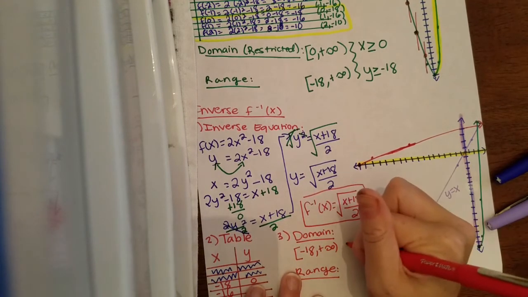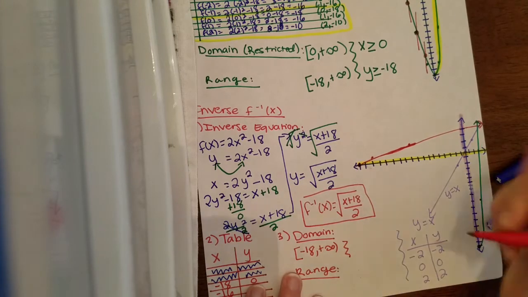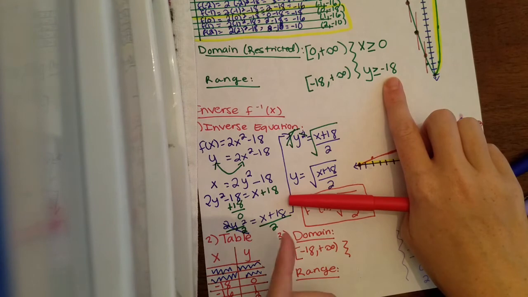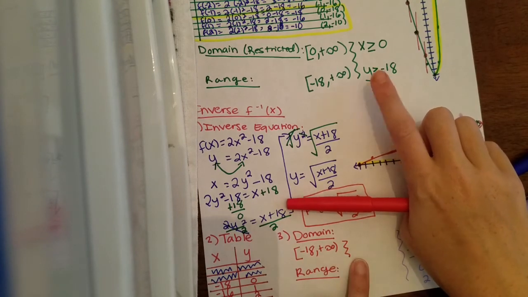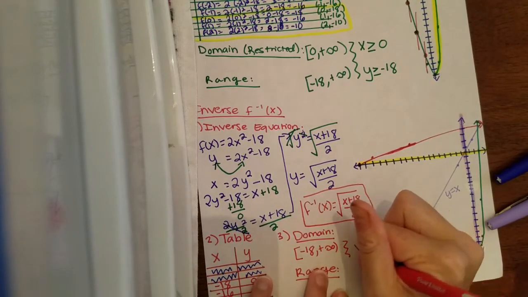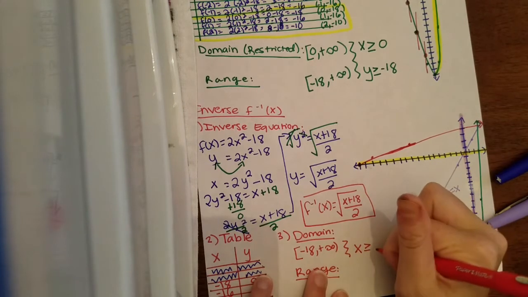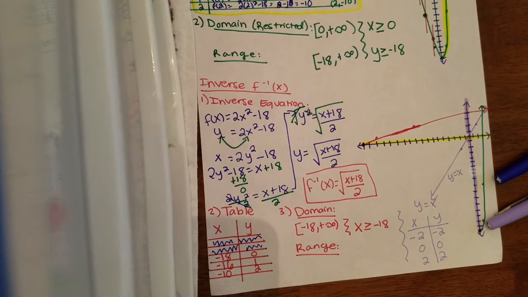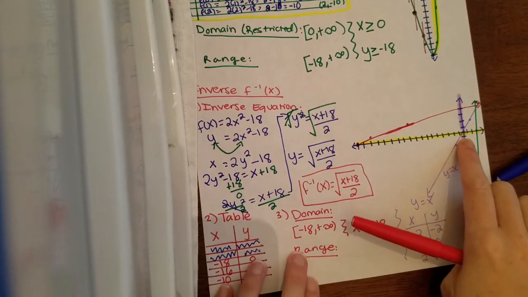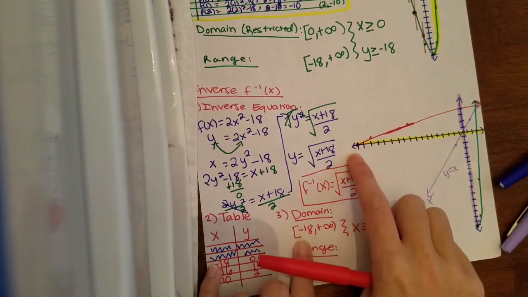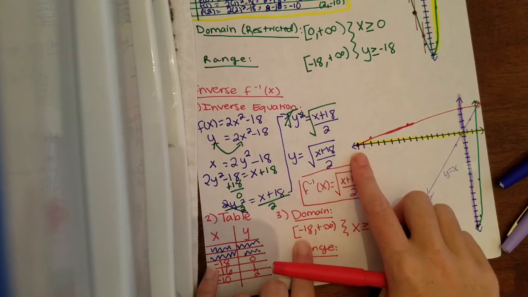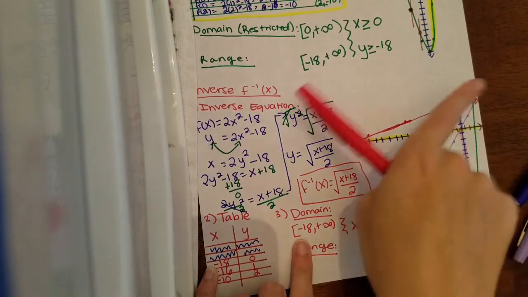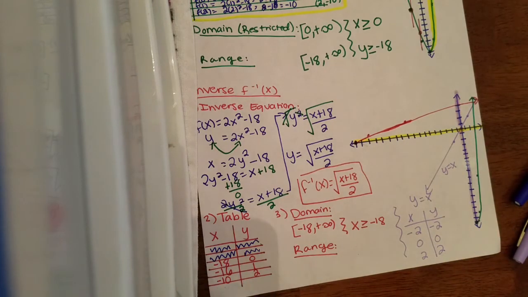In inequality notation, since this one was y is greater than or equal to negative 18, the only thing that's going to change, since it's domain, is that the y will be an x. So x will be greater than or equal to negative 18. You can use either of those notations. And if you look at the graph, how far left does it go? Well, look at that. It goes all the way to negative 18. And how far right does it go? Well, that graph keeps heading to the right forever. So that totally works.